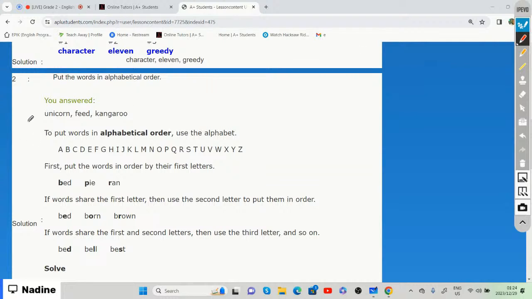All right, so if we look at unicorn, unicorn starts with a U, right? So we underline U. Then we have feed. Feed starts with an F. And then we have kangaroo. And kangaroo starts with a K.